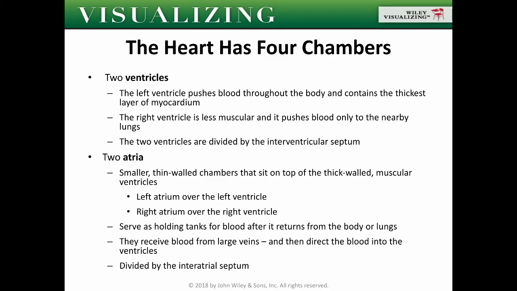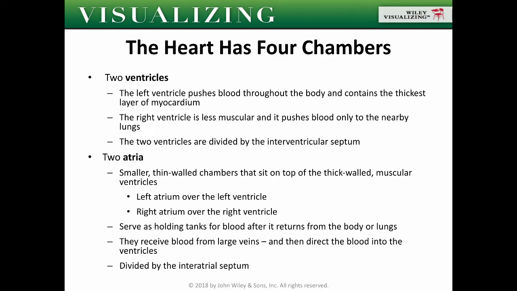The right ventricle is less muscular because, unlike the left ventricle, which must push the blood to the rest of the body, the target of the right ventricle is just to push the blood to the nearby lungs. The ventricles are separated by the interventricular septum. And then we have the 2 atria.